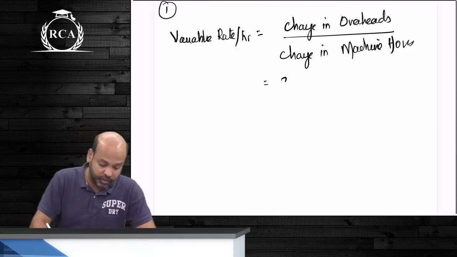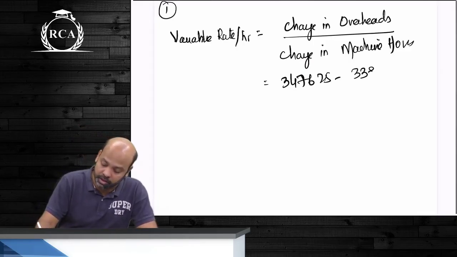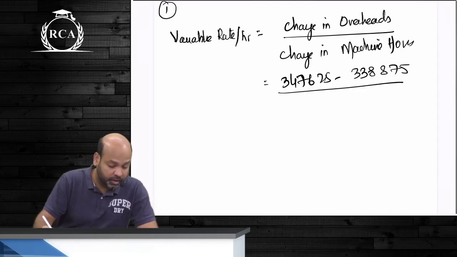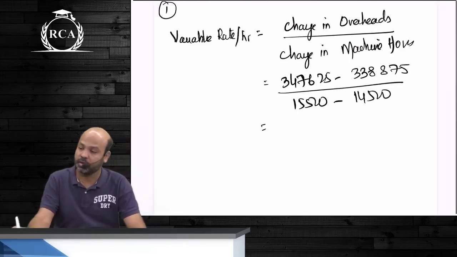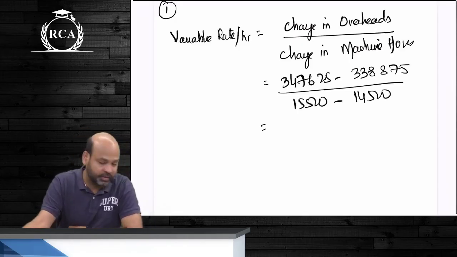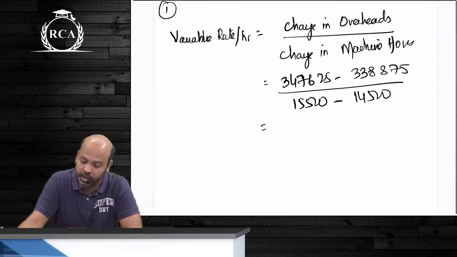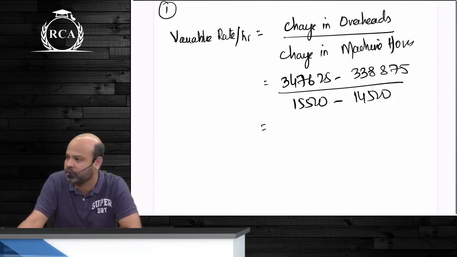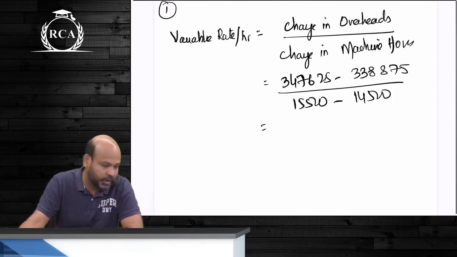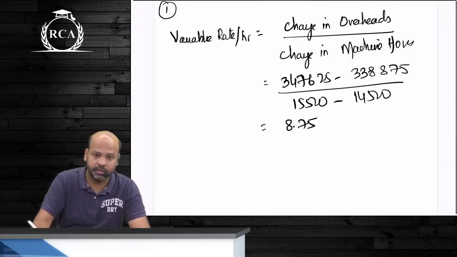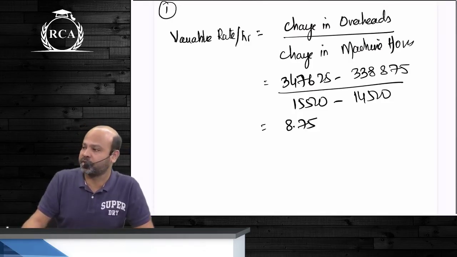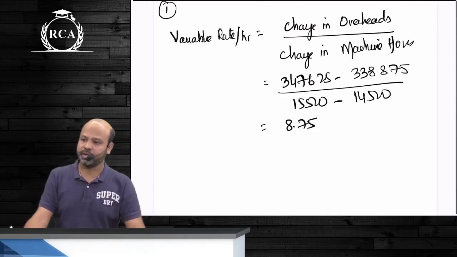You will write 3,47,625 minus 3,38,875 divided by 15,500 minus 14,500 hours. This will give us a rate per machine hour, guys. How much is that? 8.75. The rate per machine hour beta would be 8.75.